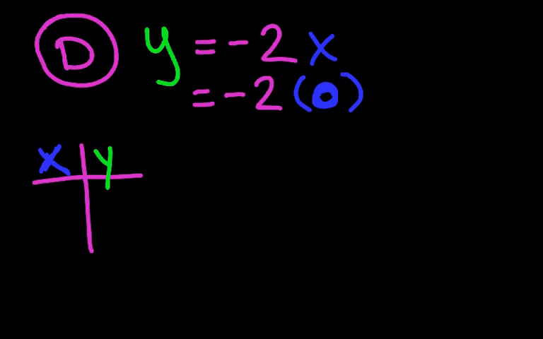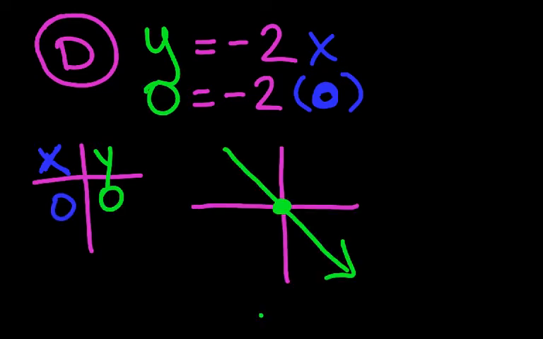All right, go ahead and write down the last one, D. Negative 2 times 0 gives you 0. Go ahead and graph it. And even though it has a negative trend, it's still passing through the origin, which means it is proportional.